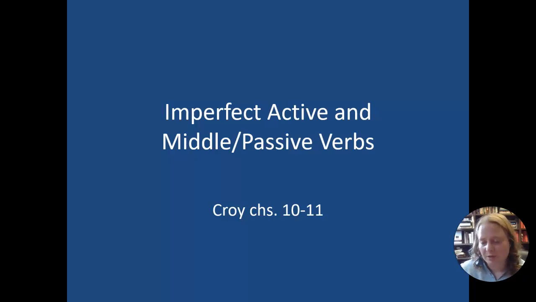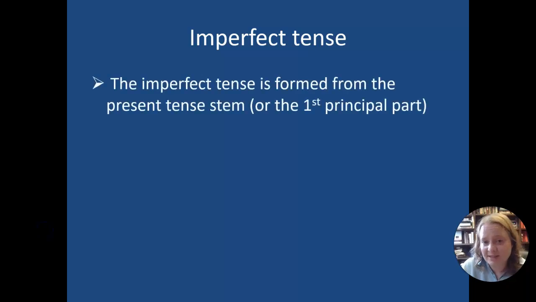So far, you've only been able to read sentences in the present tense. That is changing as of today. You're going to be able to read some things in the past. And so the imperfect is one of our past tenses. We actually have 3 past tenses in Greek. The imperfect tense is formed from the present tense stem, though. So the good thing is this is not a new principal part. We'll talk about that soon in chapter 13, or chapter 12 that's coming up.